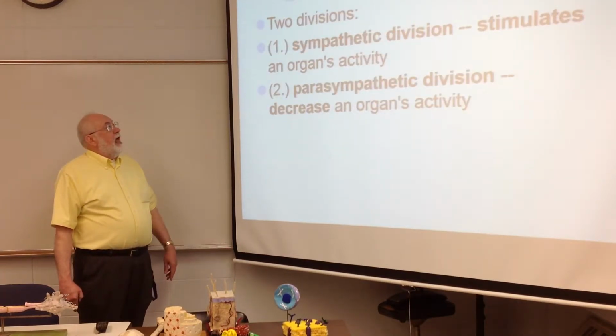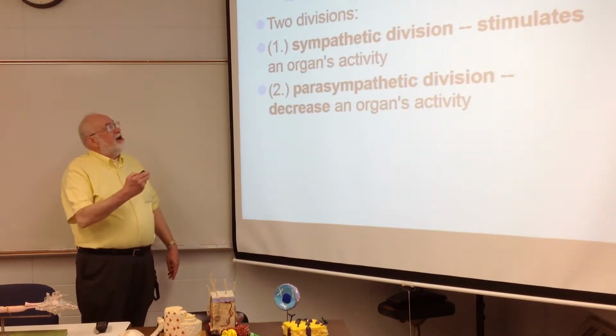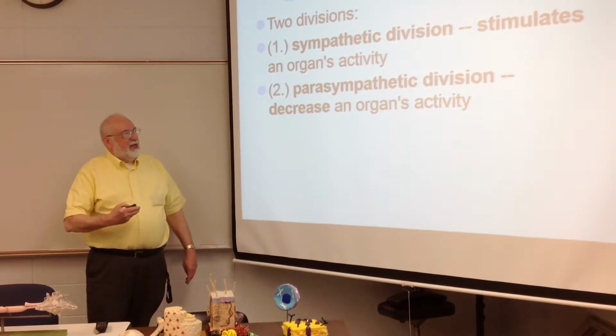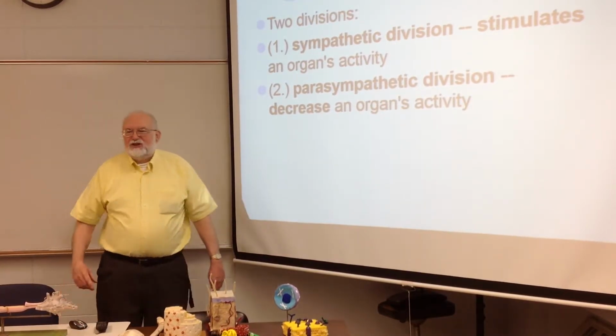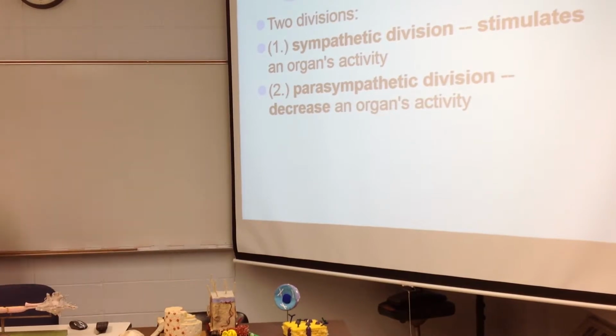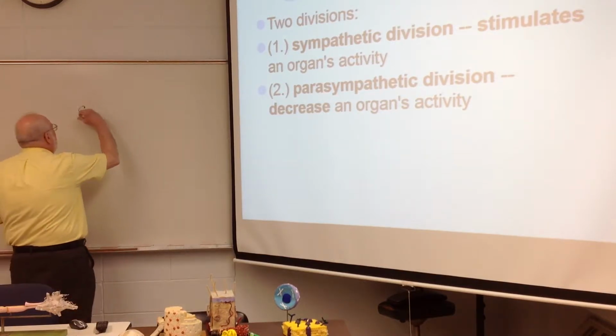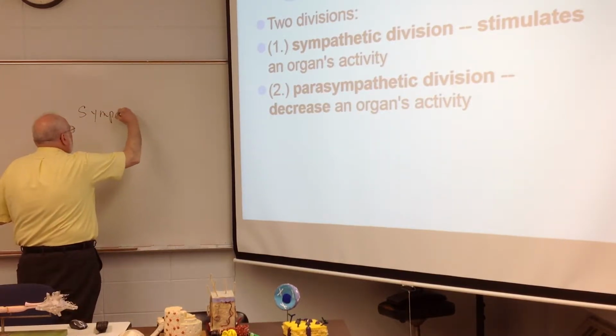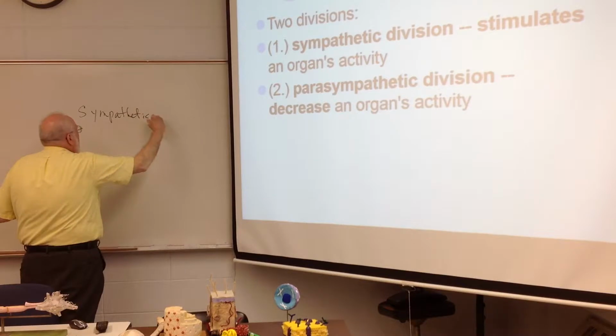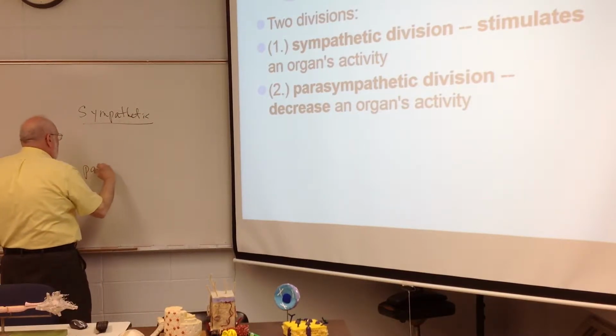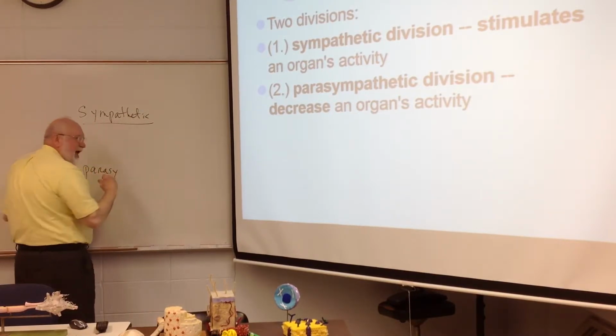All right. Now, when it comes to the autonomic nervous system, there are two divisions there. We can talk about a sympathetic division and a parasympathetic. All right, sympathetic, parasympathetic.